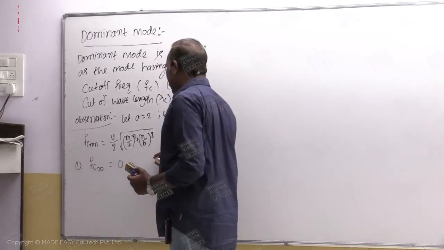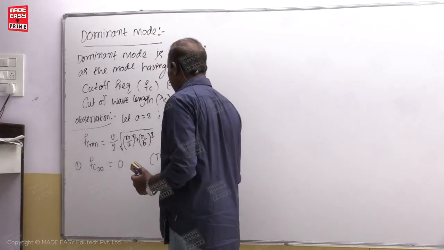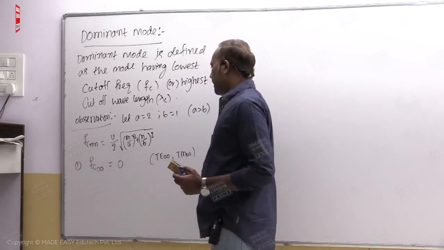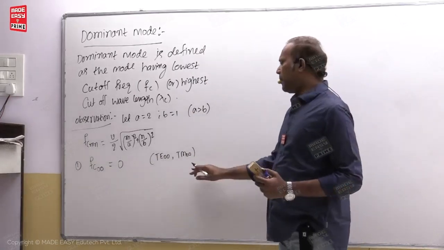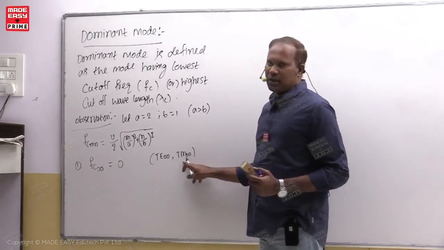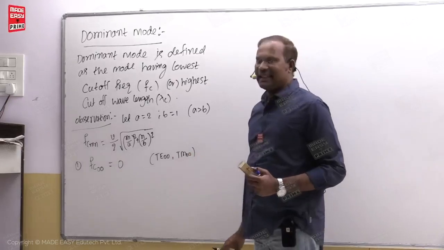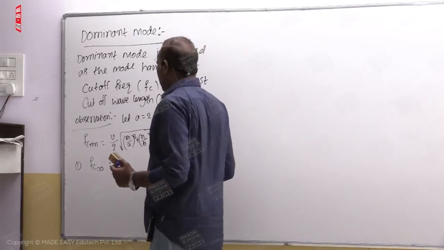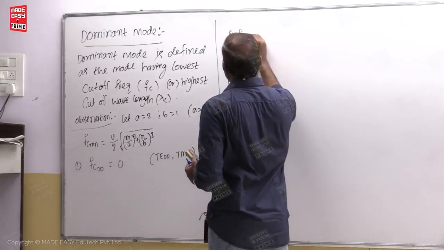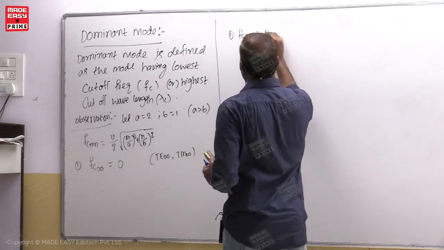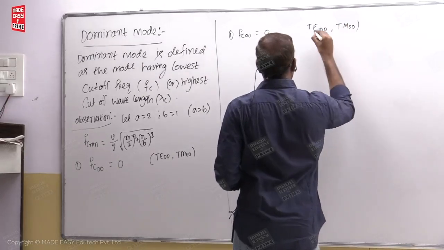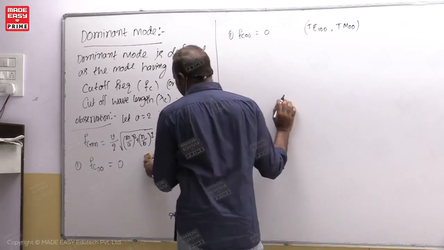For this, what modes can be present? TE00 and TM00 modes can be possible, if they are there. But we have studied that TE00 mode does not exist and TM00 mode does not exist. So that is a meaningless discussion. Second, I will write here: cutoff frequency for 00 is 0, which happens for TE00 mode and TM00 mode, which do not exist.